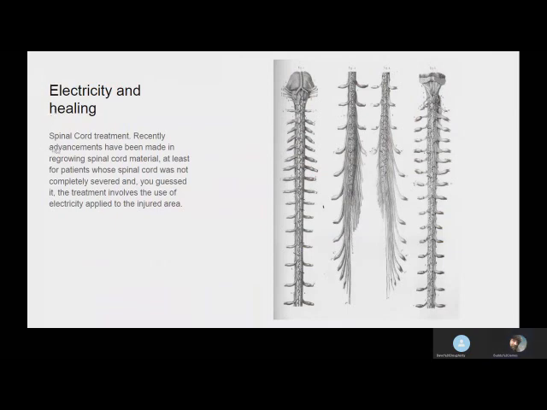electricity and healing, spinal cord treatment. Recently, advancements have been made in regrowing spinal cord materials, at least for patients whose spinal cord was not completely severed, and you guessed it, the treatment involves the use of electricity applied to the injured area, just as the theory was proposed earlier that when you apply electricity to it, it will self-organize and self-arrange itself to work again. And I'm living proof of this through electroshock therapy.